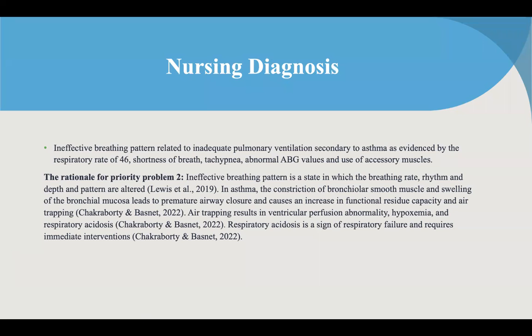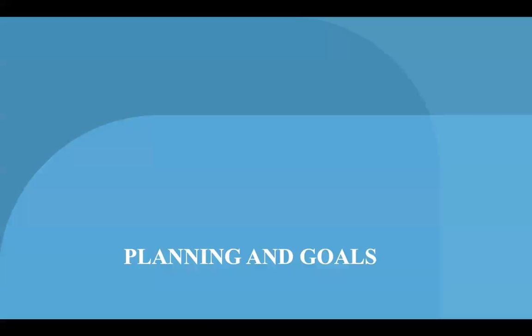In asthma, the constriction of bronchial smooth muscles and swelling of the bronchial mucosa leads to premature airway closure and causes an increase in functional residual capacity and air trapping. Air trapping results in ventilation-perfusion abnormality, hypoxemia, and respiratory acidosis. Respiratory acidosis is a sign of respiratory failure and requires immediate interventions.